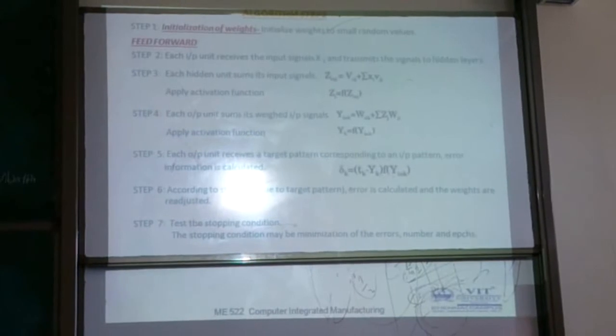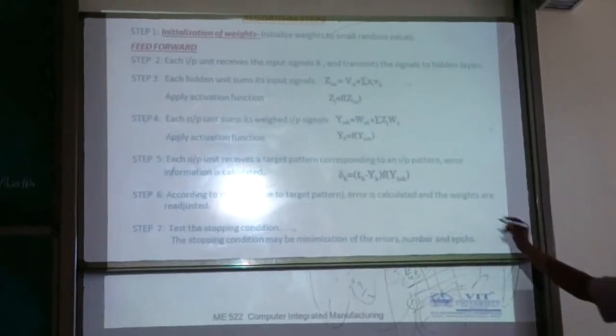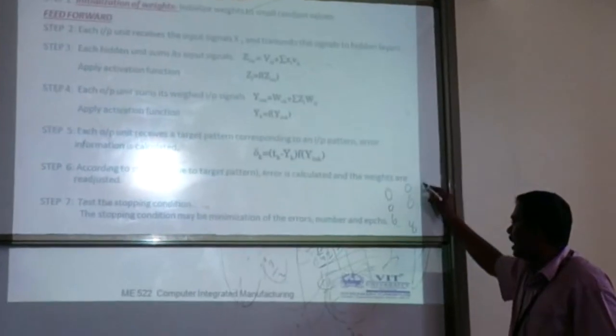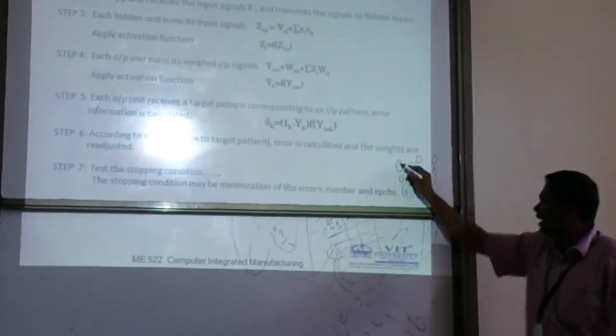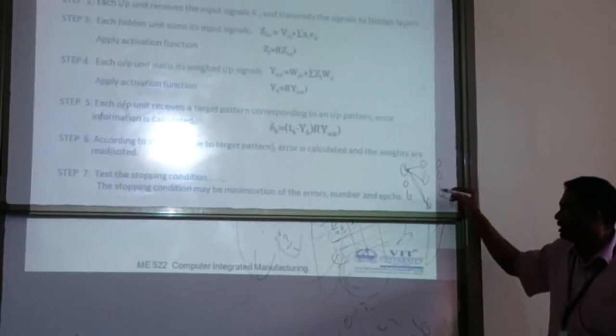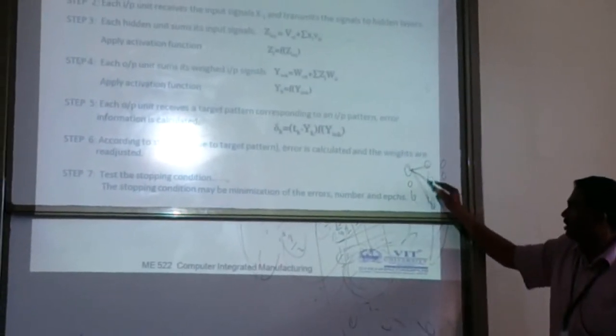Each input unit receives the input signal X and transmits the signal to the layers. Yes, we have input layers, and in parallel we have hidden layers and output layers. Each input is associated with all the hidden layers, whatever neurons we fix in the hidden layers.